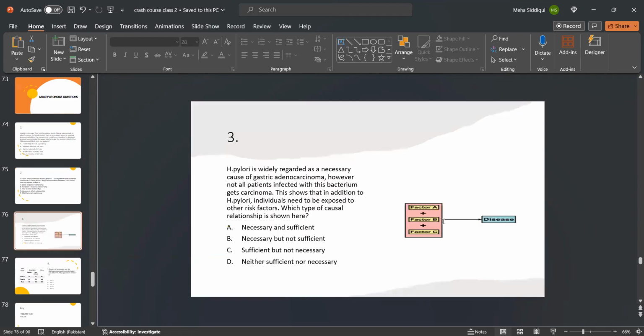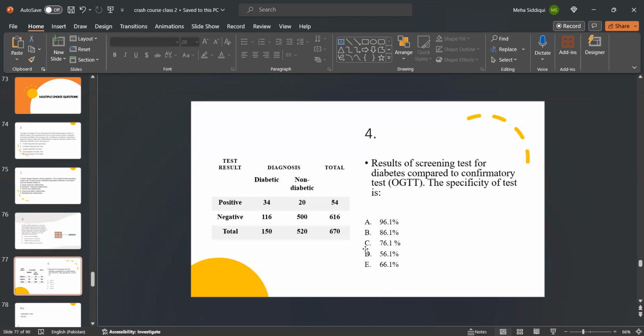MCQ number 3. H. pylori is widely regarded as a necessary cause of gastric adenocarcinoma. However, not all patients infected with this bacterium get carcinoma. This shows that in addition to H. pylori, individuals need to be exposed to other risk factors. Which type of causal relationship is shown here? Here you can see the picture, kindly tell what type of causal relationship is shown in this scenario. B is the right option.